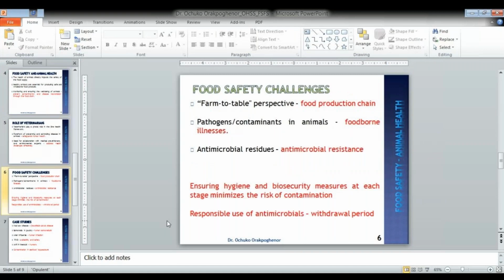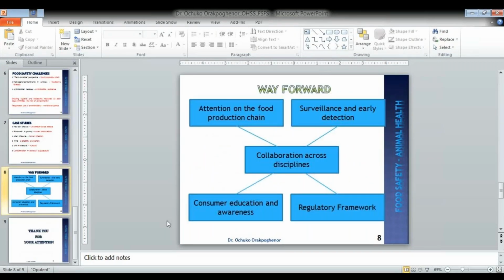But in our setup where antimicrobials are actually dispensed and not controlled, which mechanism do you think we can apply practically to control antimicrobial resistance and guarantee food safety? Thank you.